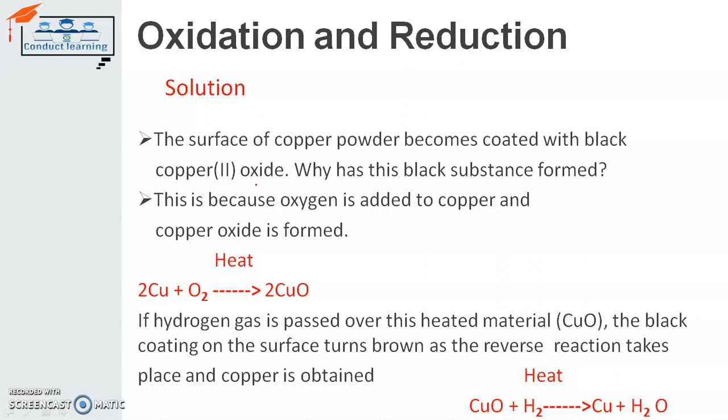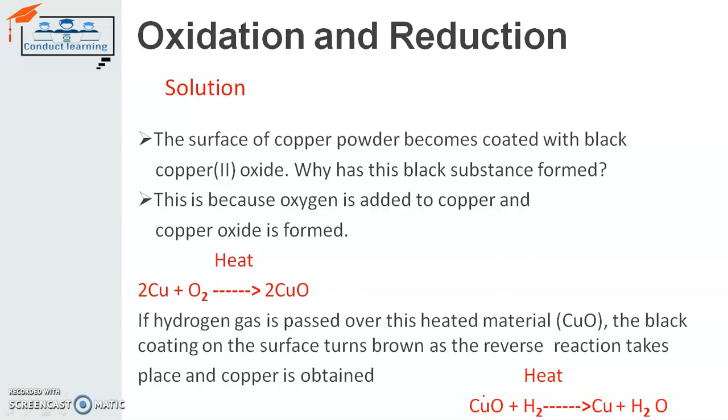The reverse reaction is presented there: when we pass hydrogen gas over copper oxide, it gives us copper and water. Cu represents copper and H2O is the formula for water. That means oxygen is removed from copper oxide, so a reduction reaction takes place. The overall meaning of oxidation and reduction: when oxygen is added to a substance, it gets oxidized, and when oxygen is removed from a substance, it is called reduction. So oxidation and reduction are opposite to each other.